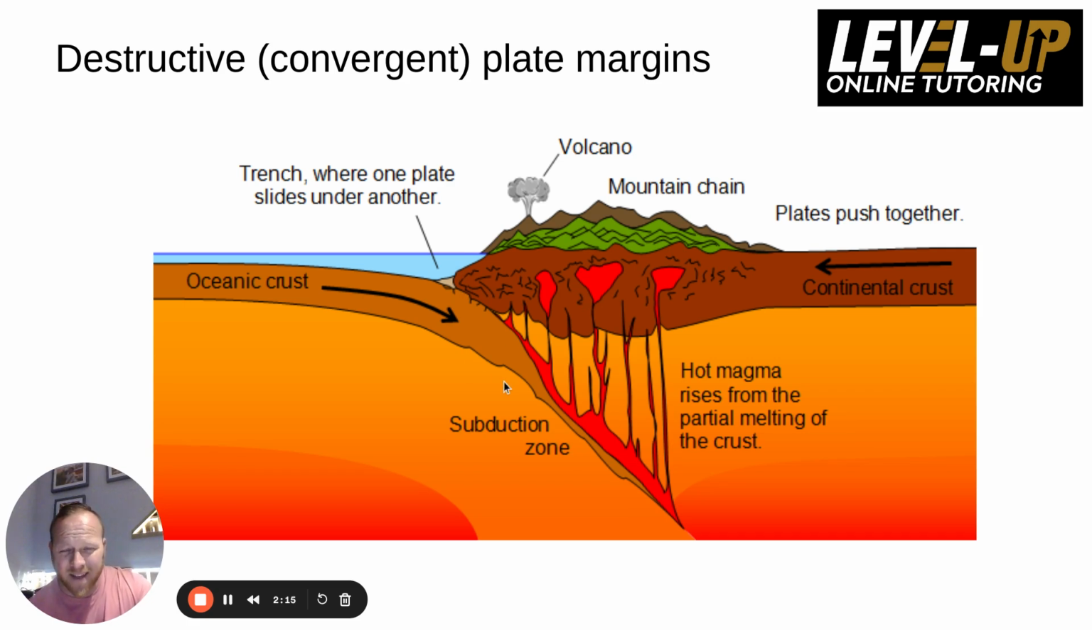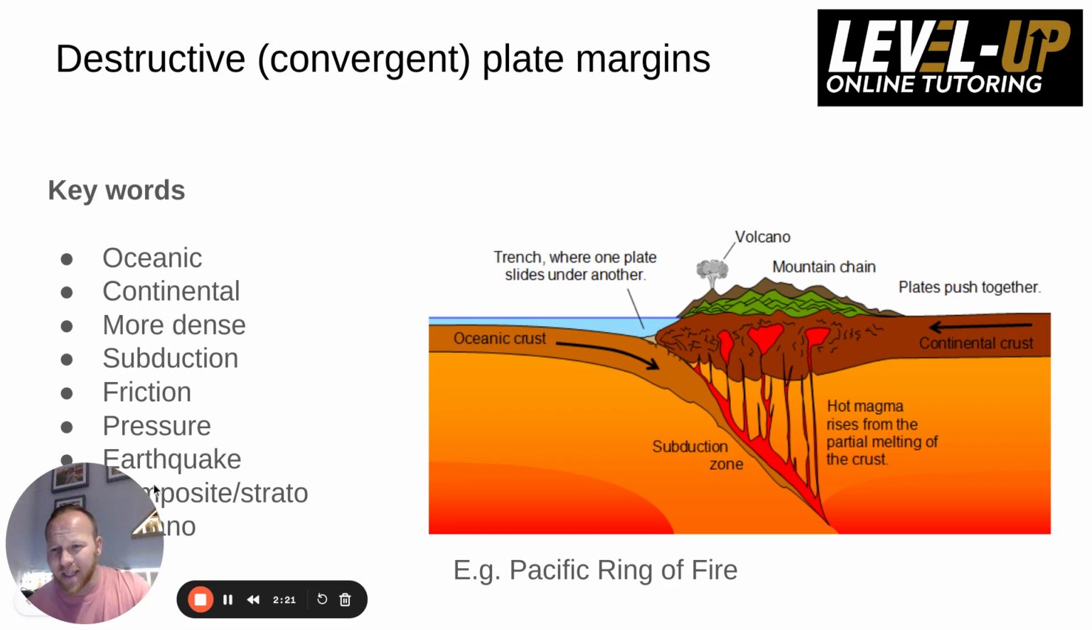So as I said, these are the big scary ones, and the main thing students need to know is it involves an oceanic and a continental plate. Okay, and there's just some keywords there, but I've covered all of those. So that's absolutely fine. An example would be the Pacific Ring of Fire.